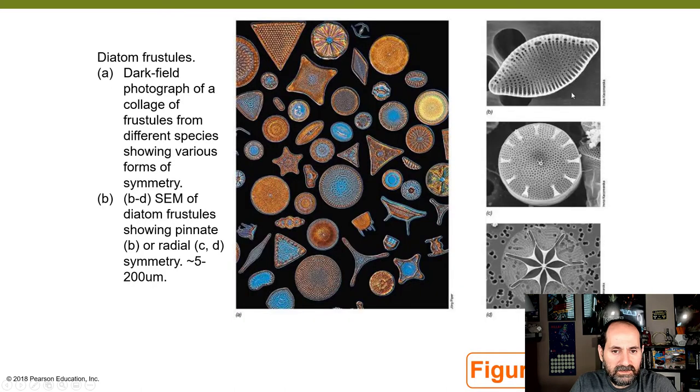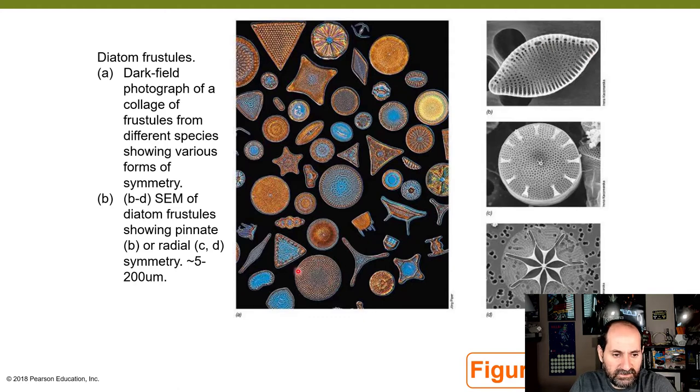Pinnate symmetry. Here, you can see in A, you have pinnate symmetry, two axes of symmetry. Whereas, I'm sorry, in B, you can see pinnate symmetry. And then in C and D, you see radial or round symmetry. Radial symmetry in C, radial symmetry in D, pinnate symmetry in B.